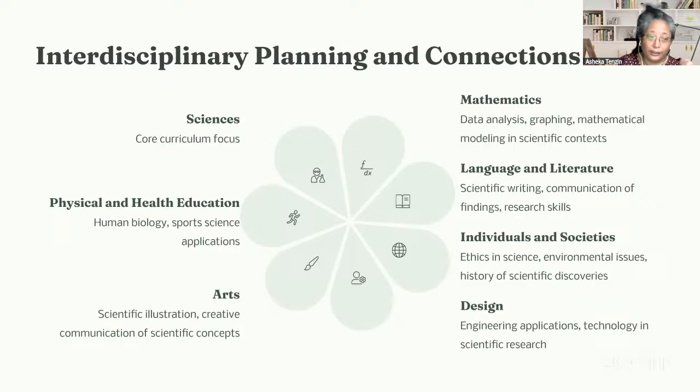In arts, specifically scientific illustration, if you have to do creative communication of scientific concepts, you can use arts at that time. Physical and health education, it is very easy to connect with biology, human biology, with sports sciences. You can do nutrition, you can do organ systems, especially skeletal system and muscular system. So that is the scope for connecting and doing interdisciplinary planning. Okay, so these are the different ways where you can do interdisciplinary planning and connect with other subjects.